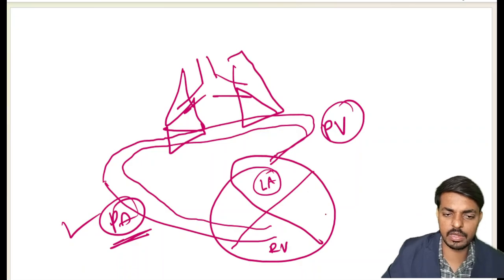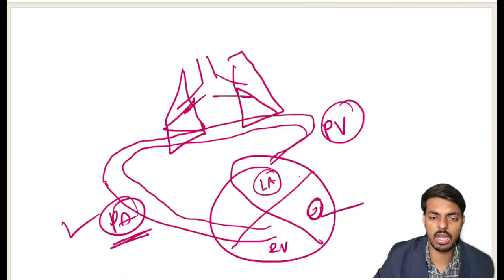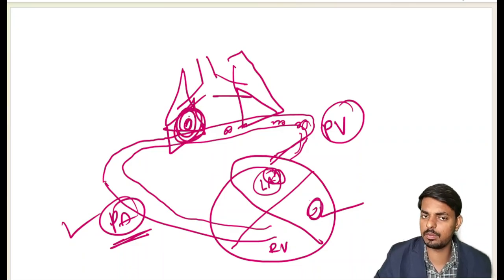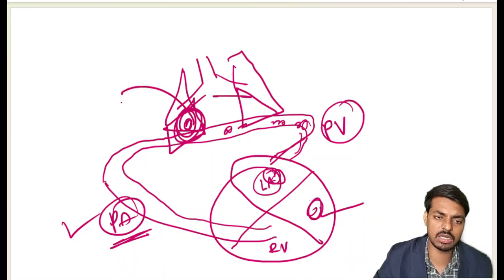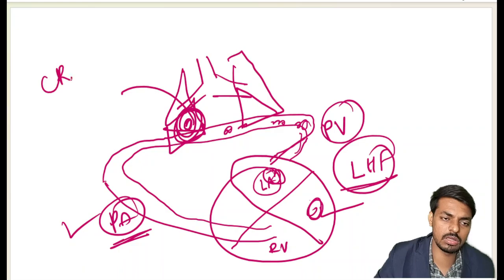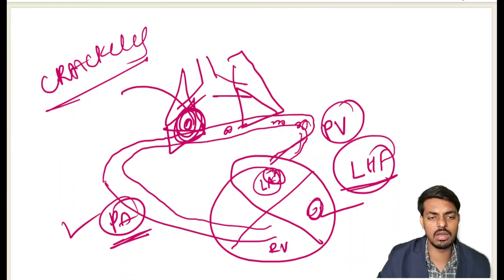When there is failure of the left ventricle, when the left ventricle fails to contract, the blood will accumulate here, and pressure will build up here and on the pulmonary veins also. When the pulmonary veins get congested, fluid starts accumulating in the lungs. When fluid accumulates in the lung, we call it pulmonary edema. In pulmonary edema due to left heart failure, that sound we call crackles. So crackles or crepitation is what we hear in left heart failure.